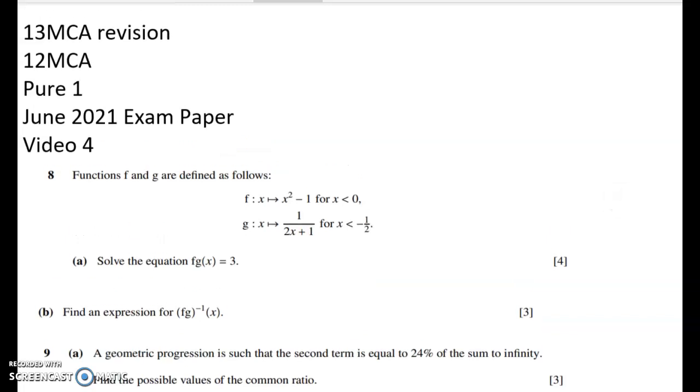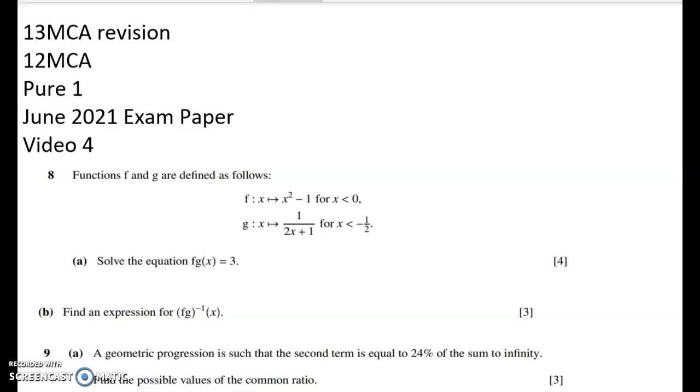Here's video 4 of the June 2021 exam paper for Pure 1. So this is revision of AS content, but it sometimes comes in handy for A-level. Also, if you're in the AS class, you might want to watch this nearer the end of the year for some exam revision. Okay, so the two questions in here.